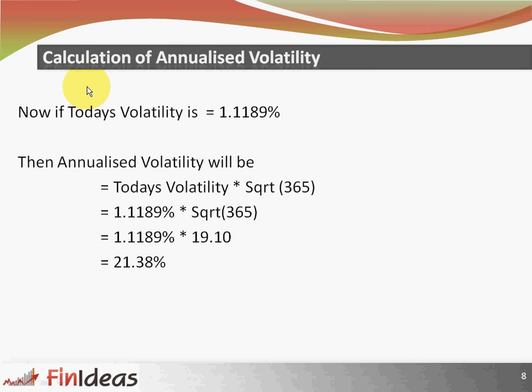And now if we want to calculate the annualized volatility, then again the same formula, we will just multiply the figure by the square root of 365, that will come to 21.38. So this is the process how the exchange calculates the volatility of a stock.